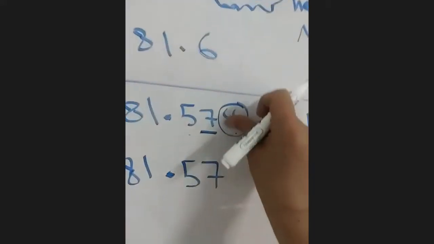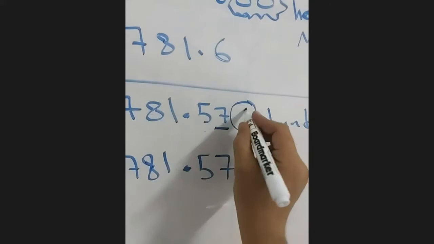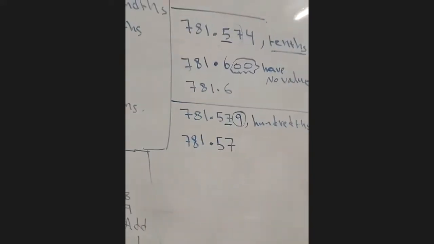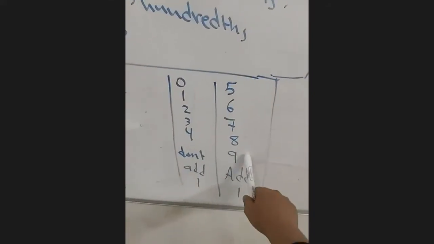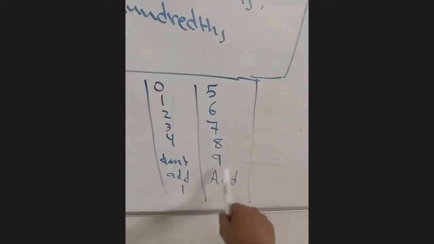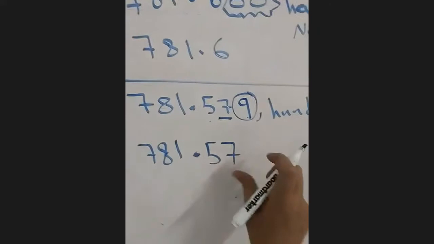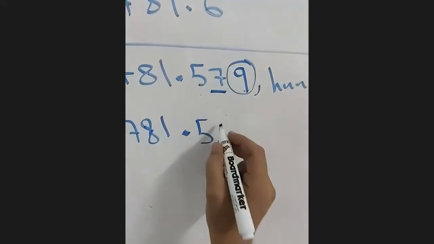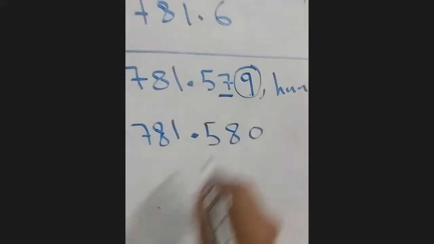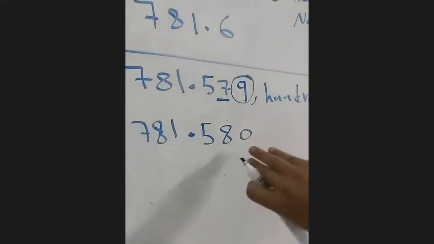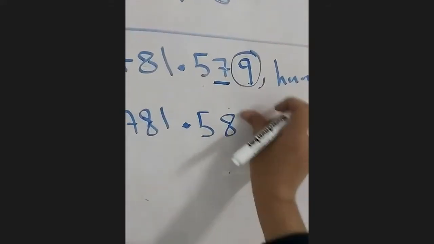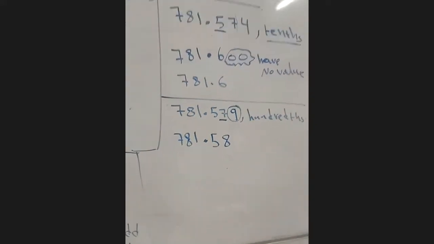Assume that this 4 is 9. Now the 9 is here. We add 1 to the wanted digit. So the 7 will be what here? In this case, the 7 will be 8. And the 9 will be 0. But if you have a 0 at the end of a decimal, the 0 is not valuable. So this is the rounded number.